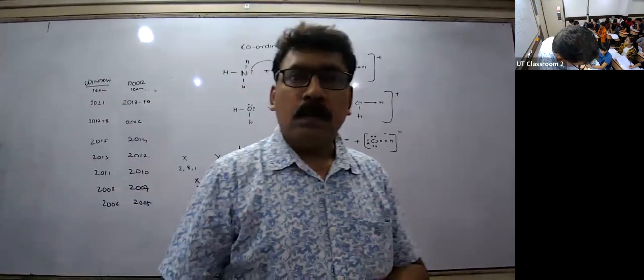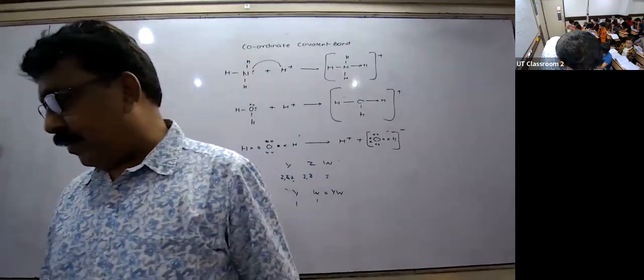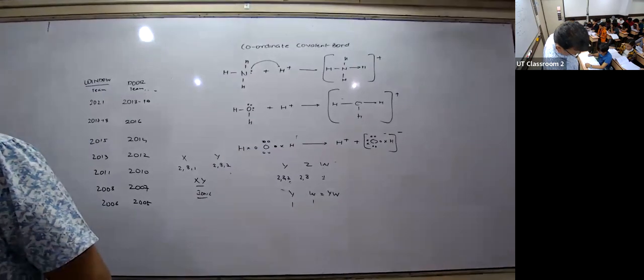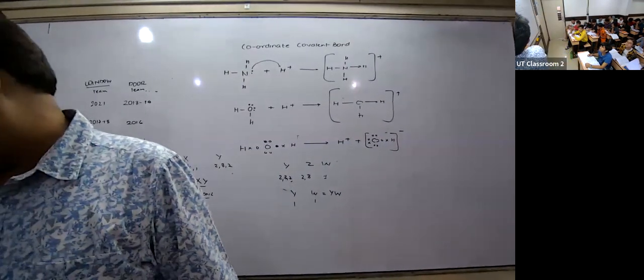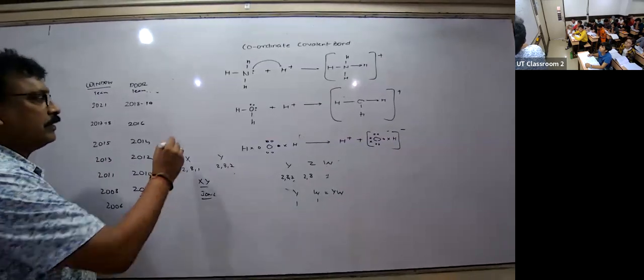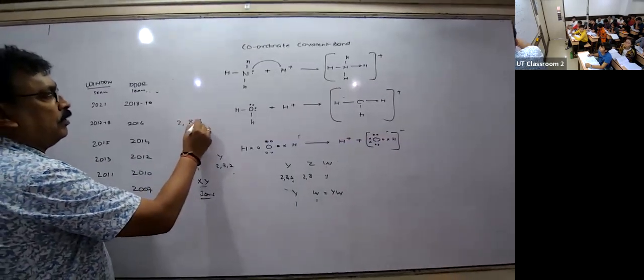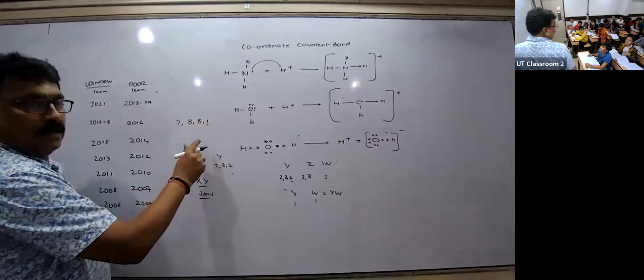55th question. An element with atomic number 19. What will be the electronic configuration of 19? It will be potassium, so it will lose one electron. It will lose and get oxidized.